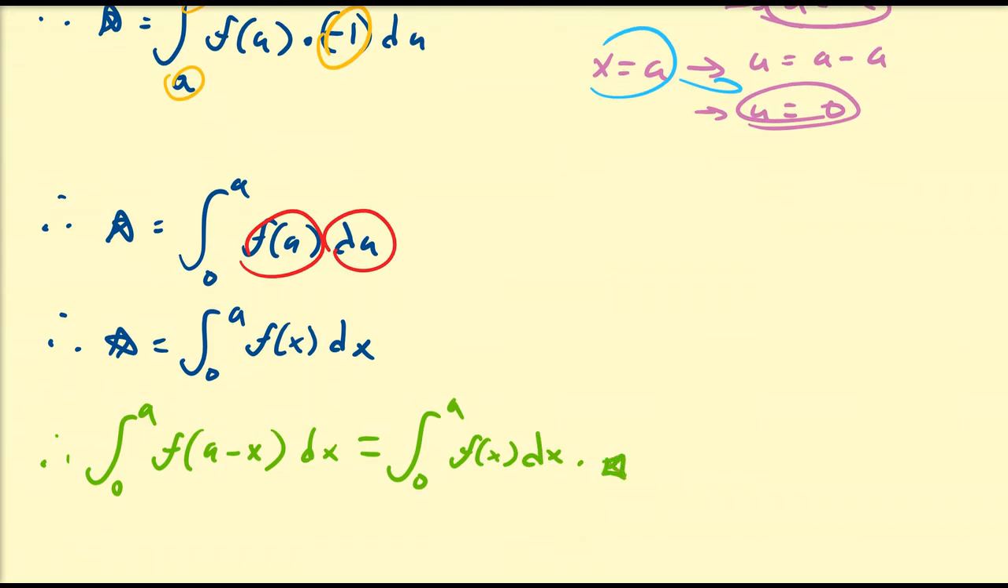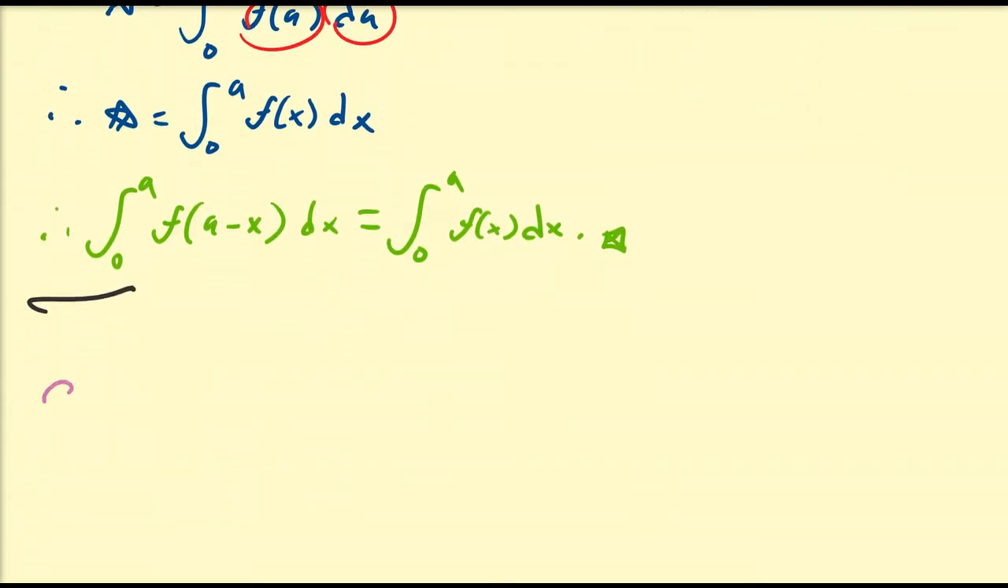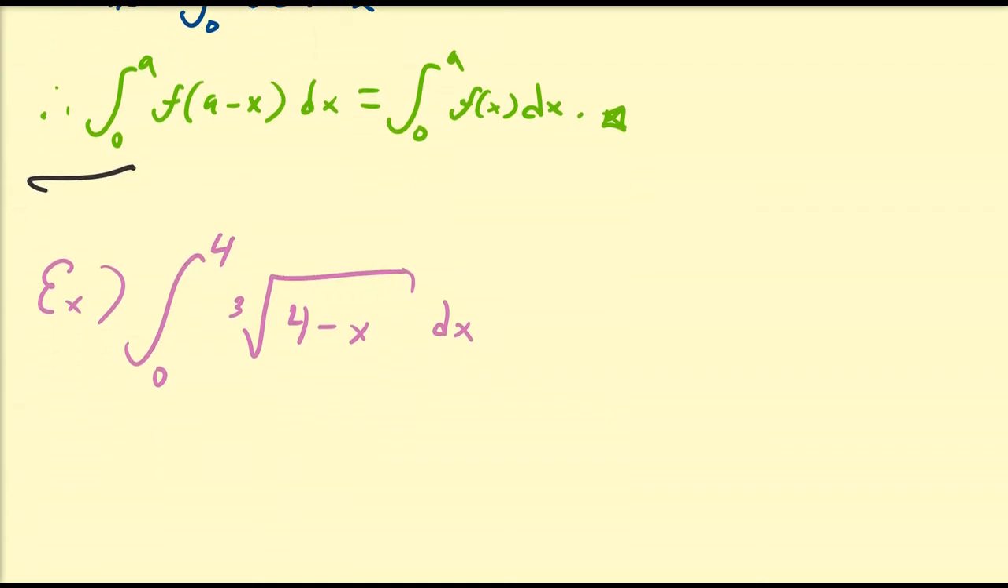So, very easy proof. Let's illustrate this with a very basic example. Let's assume we want the integral from 0 to 4 of the cube root of 4 minus x. Yes, you can probably use u substitution on this, but we're going to observe that this bound here is going to be here, and this is pretty much like our a minus x here, where f of x is equal to the cube root of x.